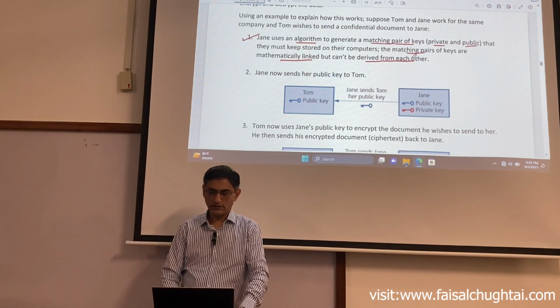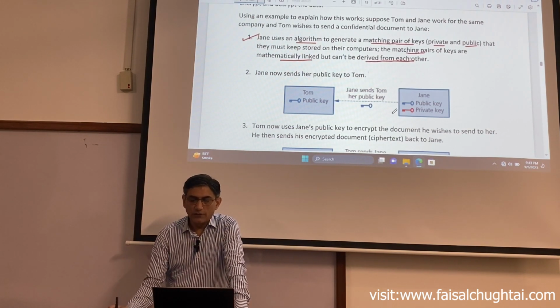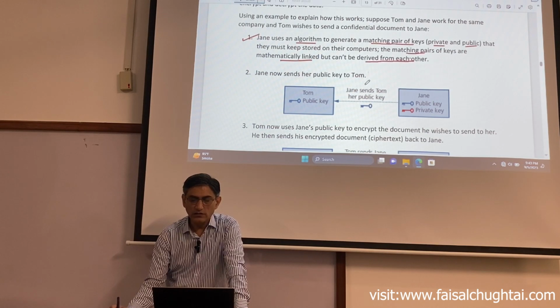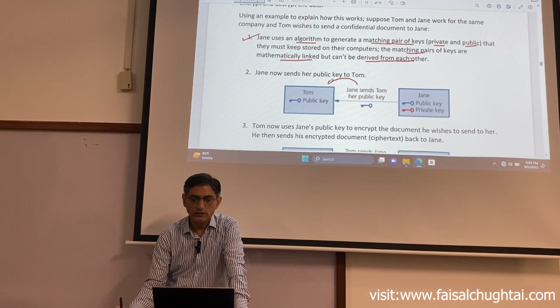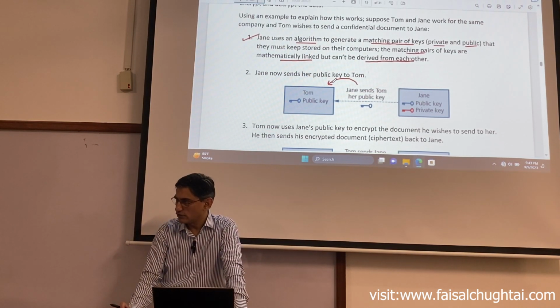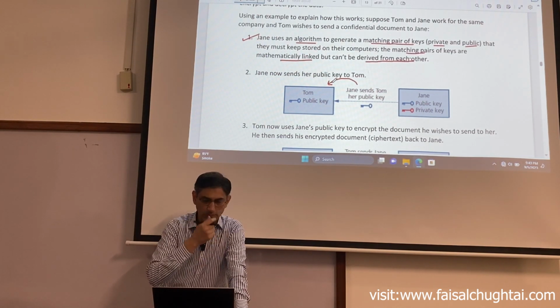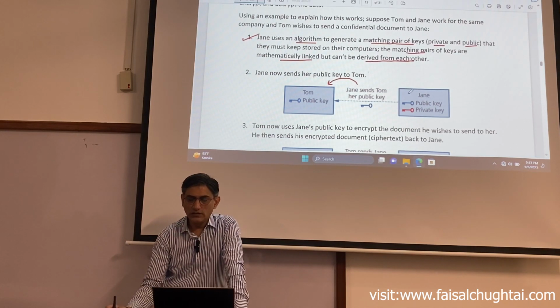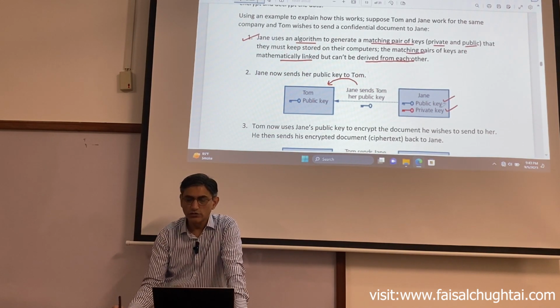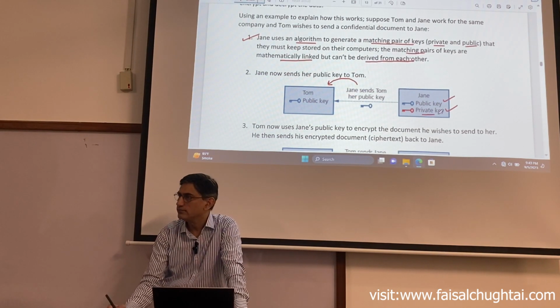Let's have a look at the process step by step. After having created the public key, Jane shares it with Tom. Jane says, Tom, please use this key to encrypt the message. This is the public key that I have created. Jane has already created this public key and has also derived the private key from it. Now you see that the public key is with both Jane and Tom, but the private key is only with Jane.